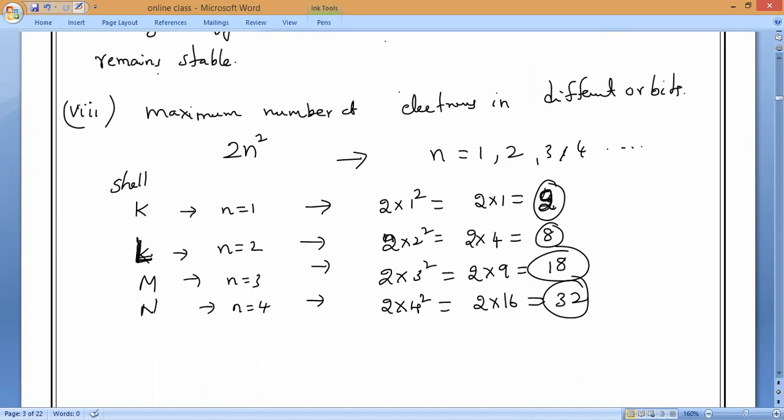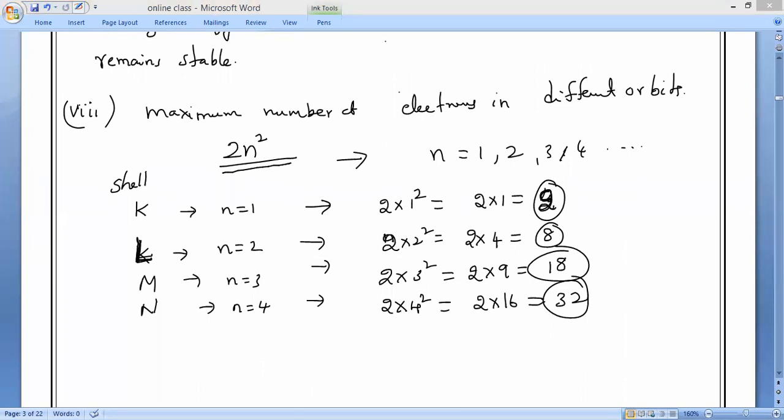So the arrangement of electrons in different orbits is given by the formula 2n square, that is 2 into n square, where n indicates 1, 2, 3, 4. That is what you have to remember, all of you. Is it okay, guys? Yes. Next one.